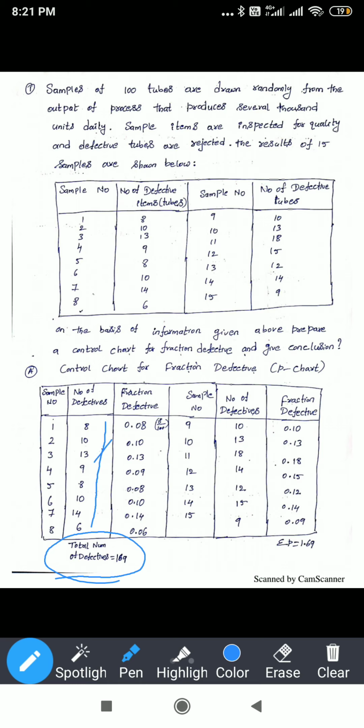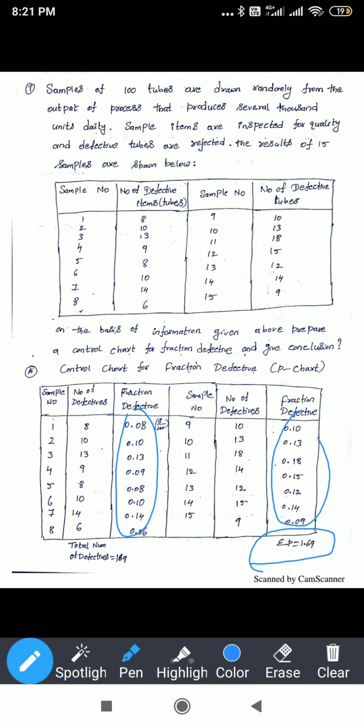Like this in the 15 samples we are having, how many defectives here? This one plus this one, you get the total number of defectives, that is 169. Okay, what is the fraction defective sum? See, the sum of the fraction defectives we got, summation of p is equal to 1.69.